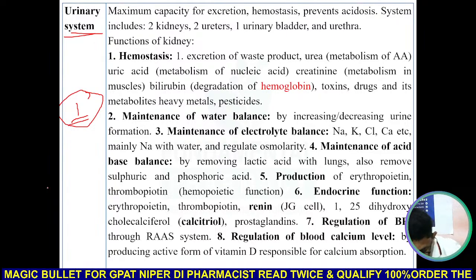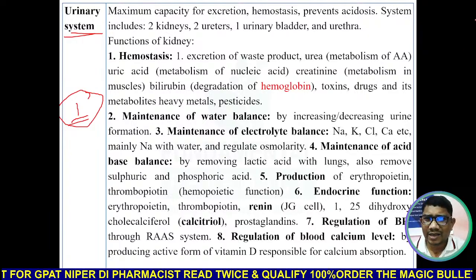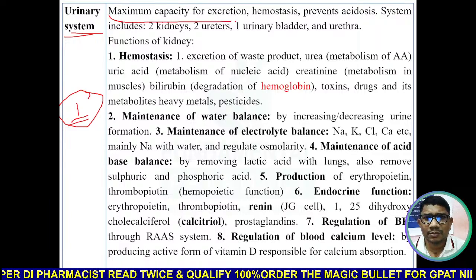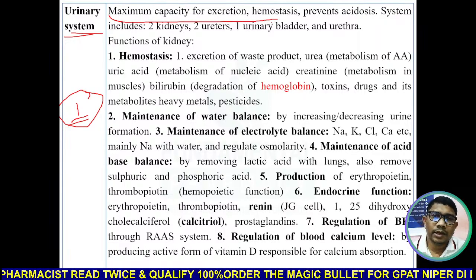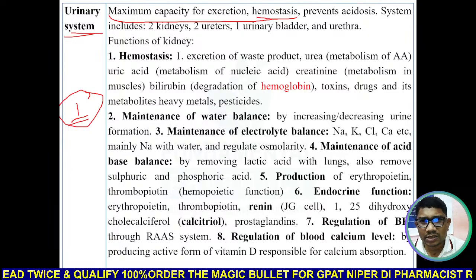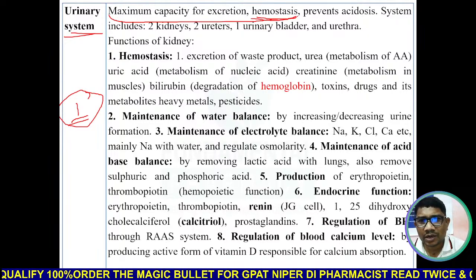I hope I am audible to you clearly. तो देखो, urinary system has a maximum capacity for the excretion. Then main role is nothing but the homeostasis. Homeostasis मतलब क्या है? To maintain the volume of blood, water balance of your body.